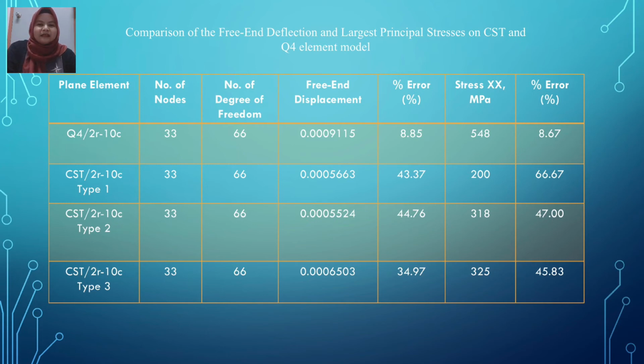For instance, from the table, the highest free end displacement and largest principal stress are produced by the Q4 element model. There is quite a large difference between the percentage error using the Q4 element and the CST element, where we can say that the analysis using Q4 is quite precise with the theoretical calculation, producing the lowest percentage error, while for the CST element the percentage error is quite big.